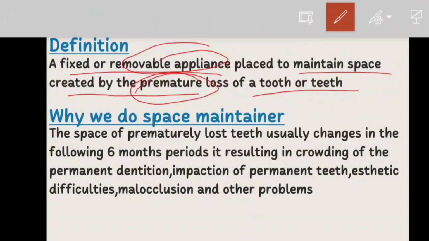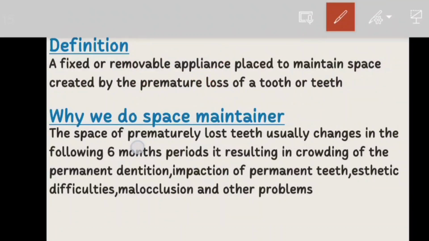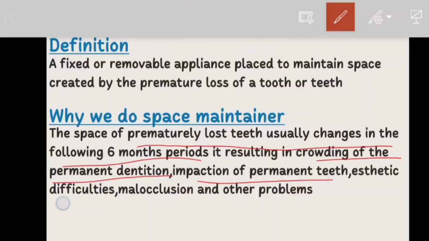So if space is not maintained, what problems can occur? Crowding, malocclusion, impaction, aesthetic problems. Very good. Now we see why we use a space maintainer. The space of prematurely lost teeth usually changes in the following 6 months. That means the nearby teeth start drifting, the space becomes smaller and the permanent tooth may not erupt properly. This can lead to crowding of the permanent dentition, impaction of the permanent teeth, aesthetic difficulties, malocclusion and other problems.